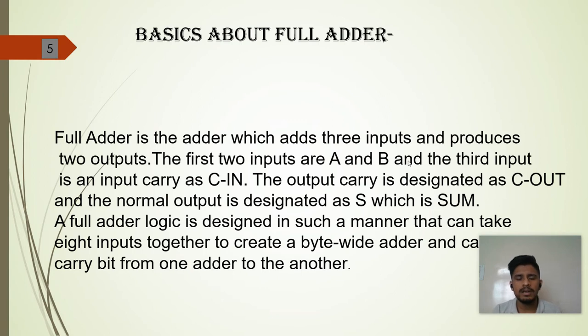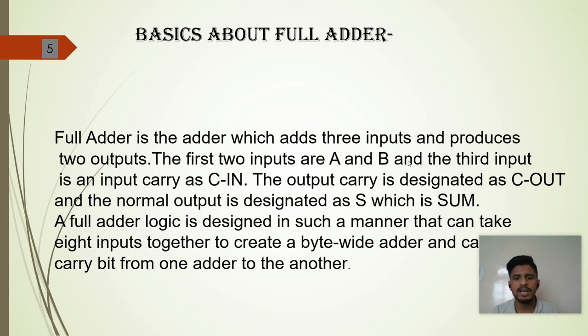Coming to the other adder, which is the full adder. A full adder is an adder which adds three inputs and produces two outputs. The first two inputs are A and B, and the third input is the input carry, as seen. Here we are just giving names to these inputs; you can give X, Y, Z, anything as input names. The output carry is designated as C out, and the normal output is designated as S, which is the sum. Same as in the half adder, here also we get two outputs, sum and carry.